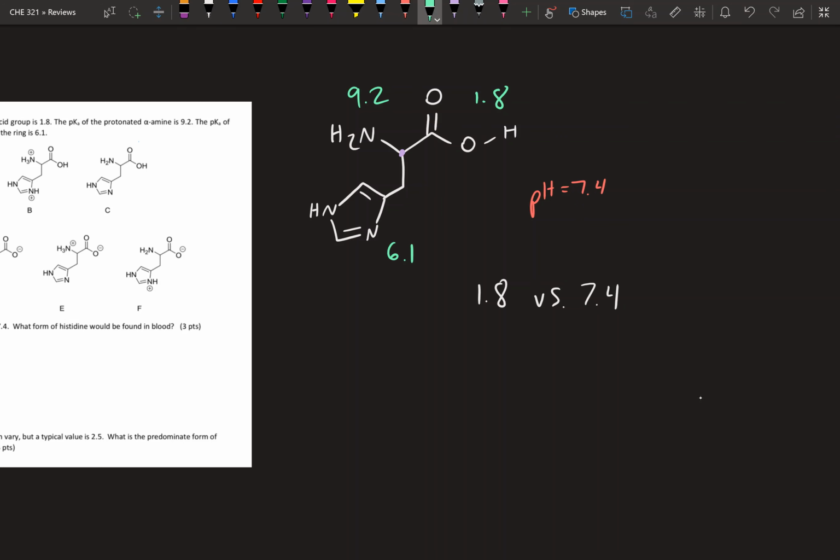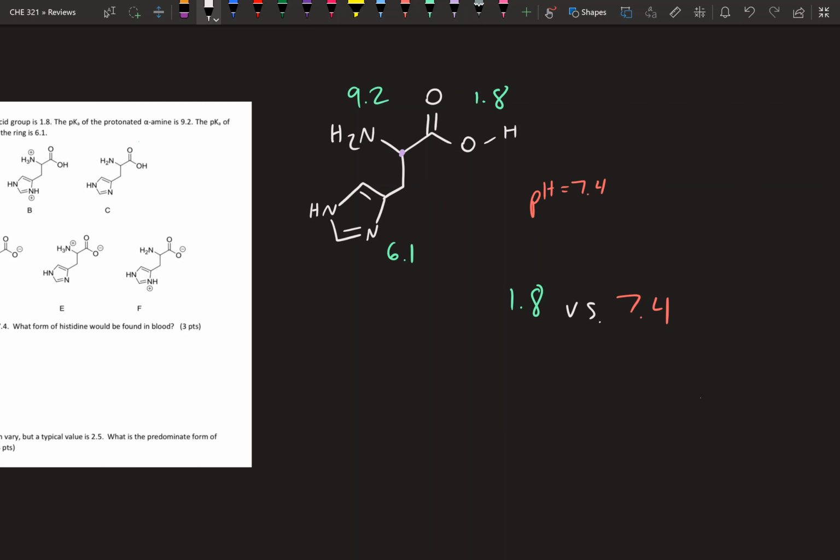Okay, and actually, redraw that 1.8 versus 7.4. Okay, so we're going to have these two battle it out. Which one is the most acidic one? Okay, so if you look, that pKa of 1.8 is lower down. Let's think of it as pH. It's lower down, so it's going to be more acidic, which means that because the pH of 7.4 is higher up, it is more basic compared to the pKa of that carboxylic acid group. And since it's more basic, it's going to deprotonate that oxygen.